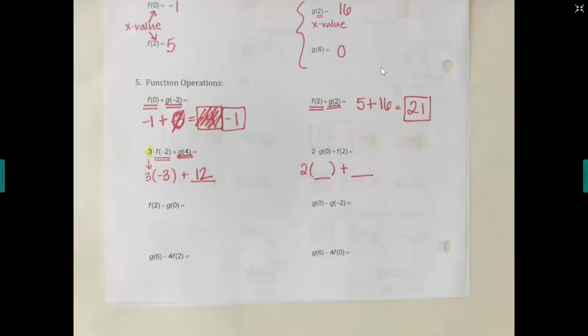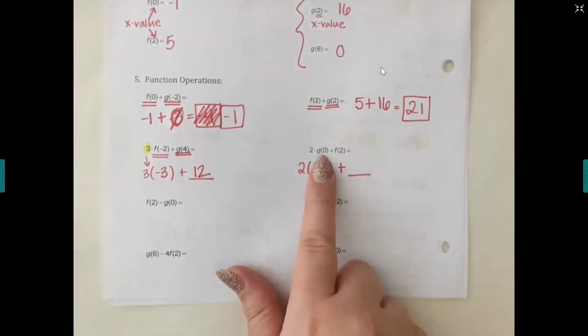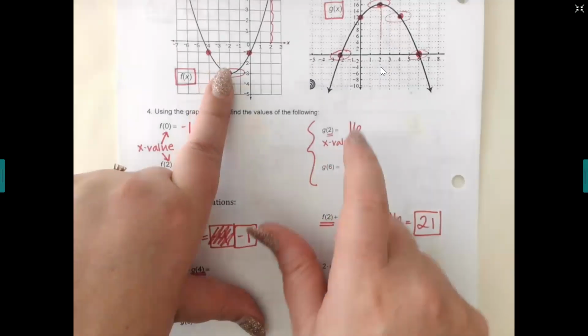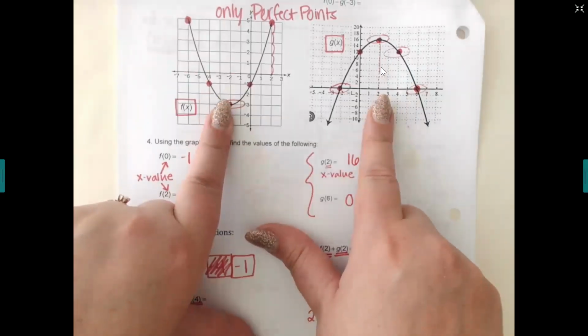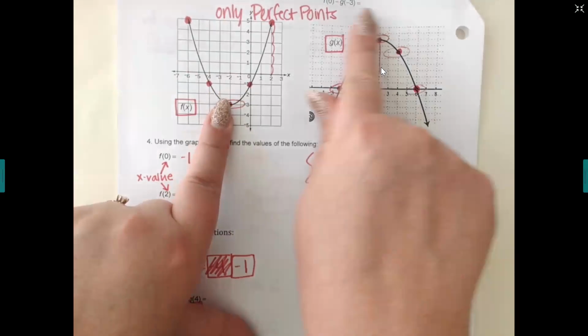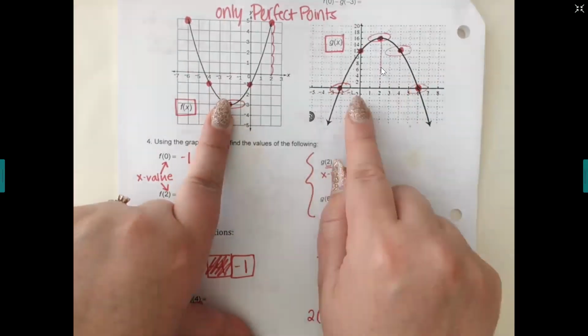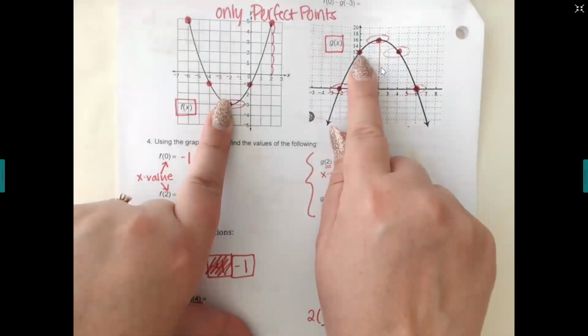If I want g of 0, I'm going to go to the graph of g. Now question, which graph is the g? Is it the first graph or the second graph for g? Second, so I want to look at this one. And then I want g of 0, 0 is here. Go up, my number is 12.